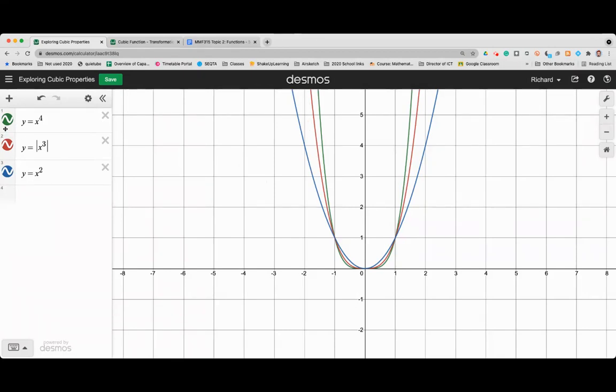If I get rid of both of those, you can sort of see it. It's like a parabola with a more flattened base, I suppose. Okay, so that's y equals, no, it's not. It's not y equals x to the power of 3.